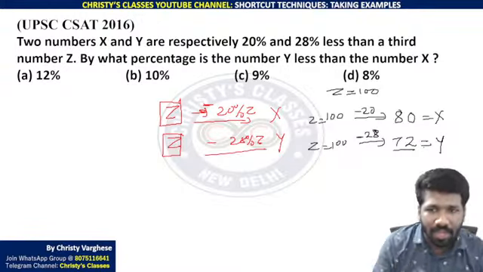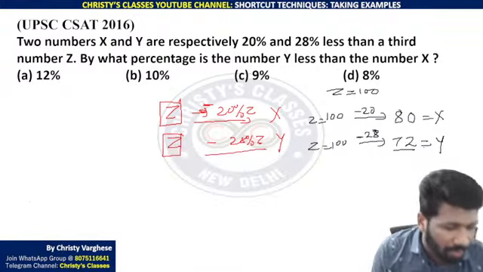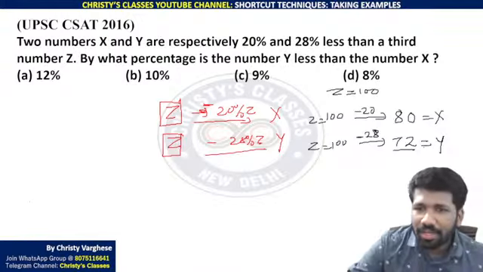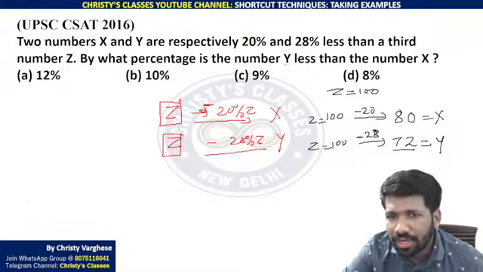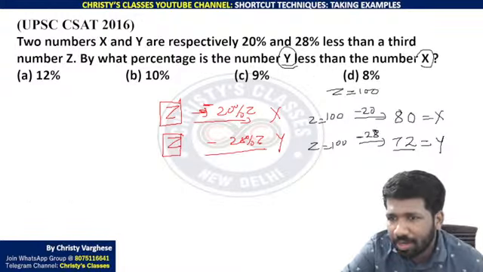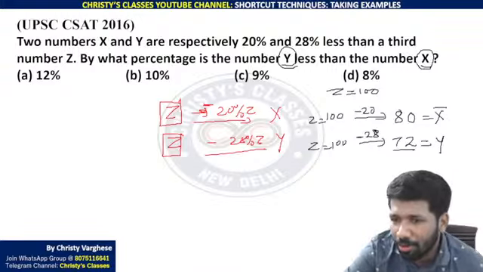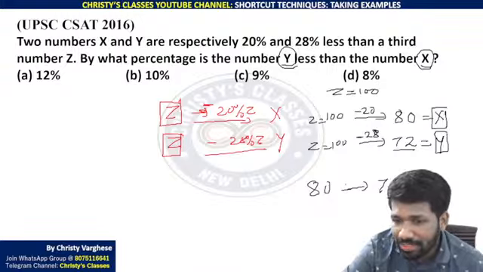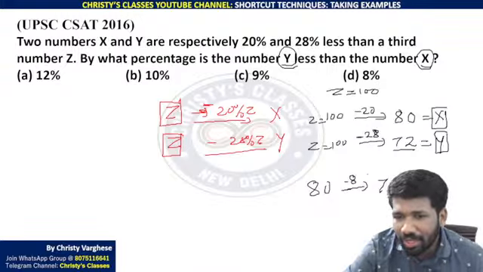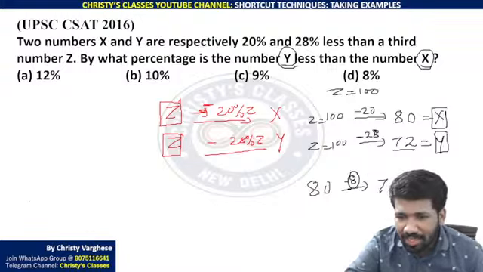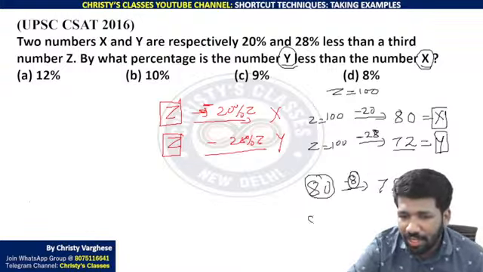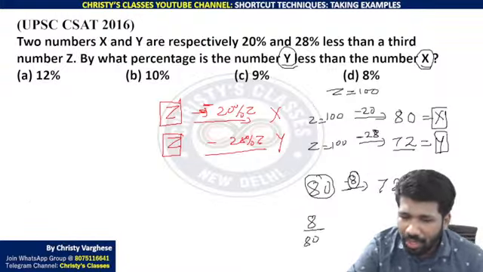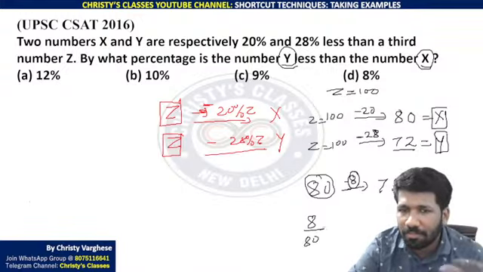Okay, now listen very carefully. This is the most important part. Many people made a mistake in that. So here the question is asking by what percentage is the number y less than the number x. Now z is gone, only x and y we need. x is 80, y is 8 less than 80. 8 less than 80, not 8 less than 100. 8 less than 80 is not 8%. It is 8 out of 80 into 100, or 8 out of 80, which is a 1 by 10 fraction.